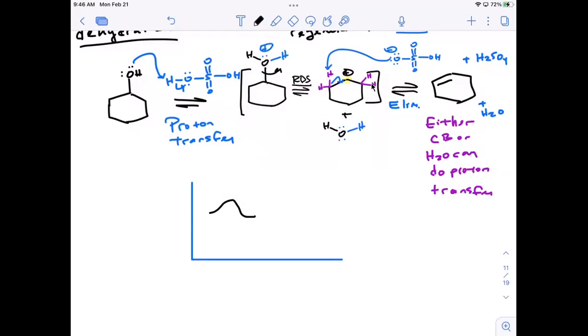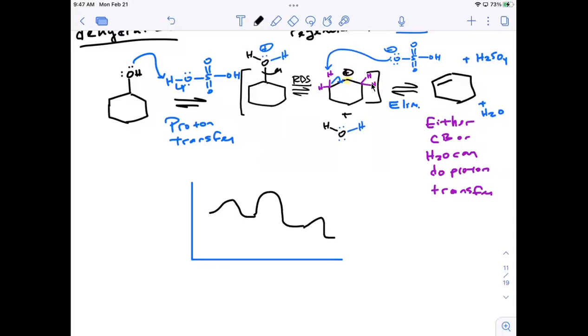All right. What about the second step? If that's rate determining, what does that mean for the activation energy? Higher or lower? Higher. It's higher than the rest of the steps. So we'll do that. And then the final step, the elimination, is also going to be rapid. So I'll just draw it that way. This is approximate.